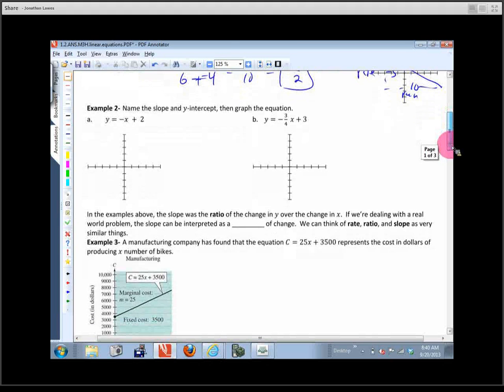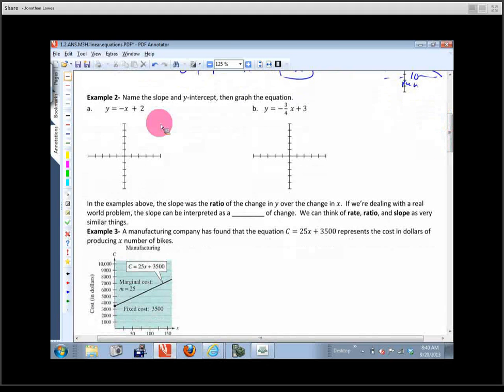Okay. You have some problems that say name the slope and the y-intercept and then graph. The nice thing about these is they're in that nice graph-friendly form, slope y-intercept form. So we know that it crosses at 2. So B is 2 in this particular case. We know the slope is negative 1. So it crosses the y-axis right here.